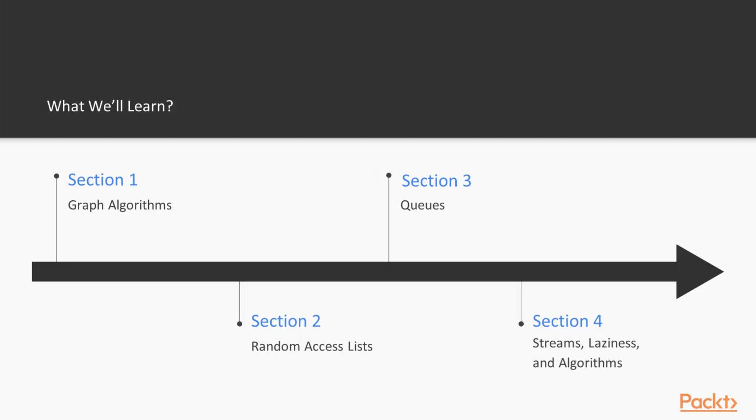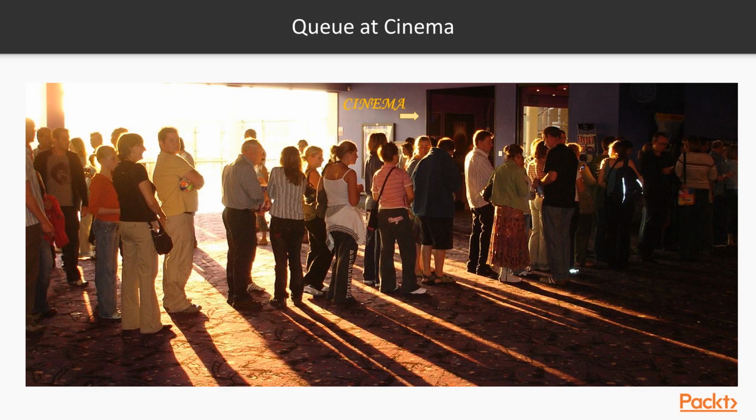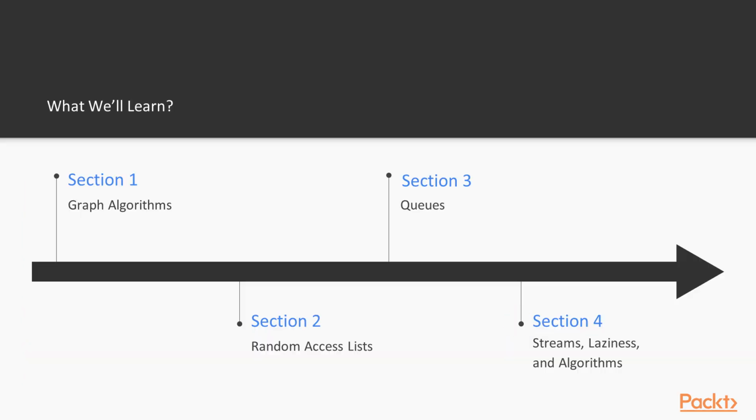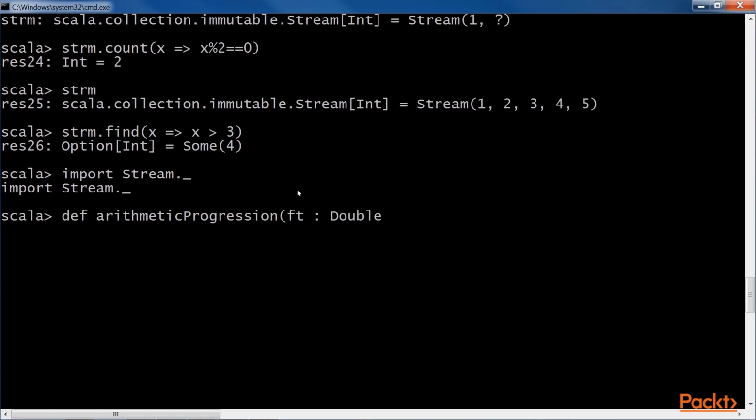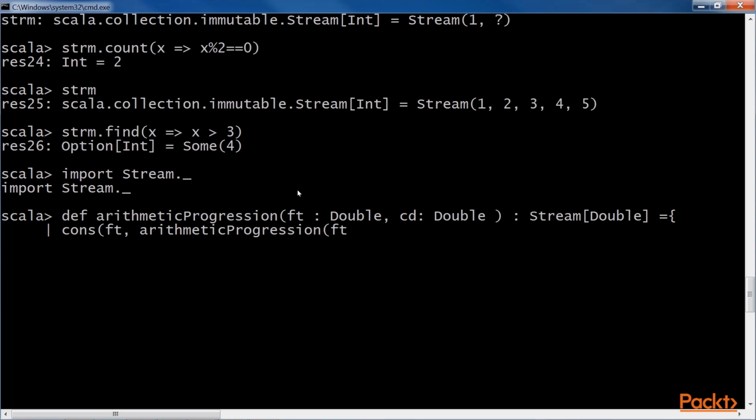The third section, queues, looks at first-in, first-out queues. This is another fundamental data structure. We look at some innovative uses of lists to implement queues. After this, we'll move on to streams, laziness and algorithms, where we'll look at lazy evaluation, another FP feature. This is an important building block for upcoming algorithms, so we refresh ourselves with some deferred evaluation concepts.